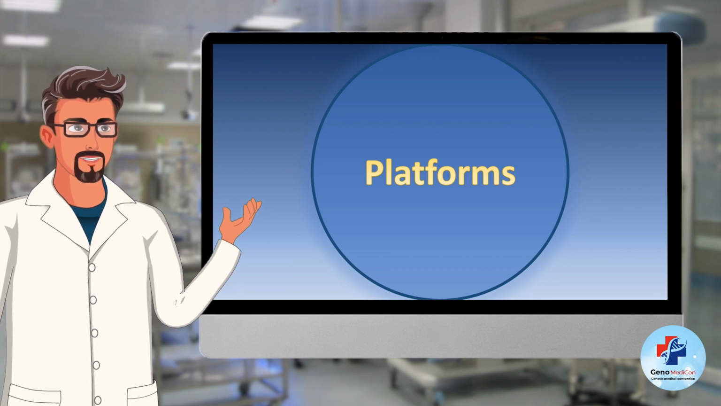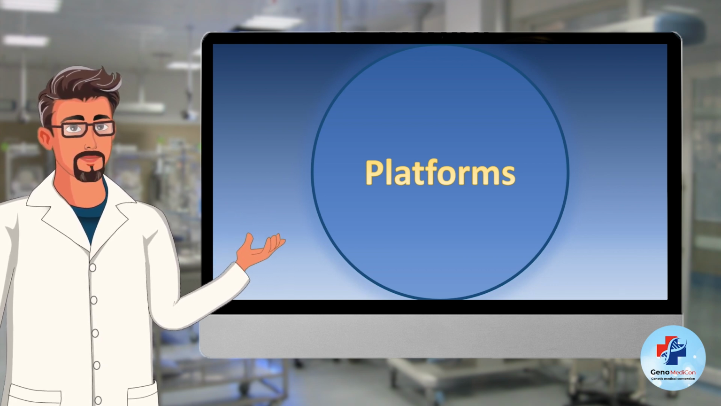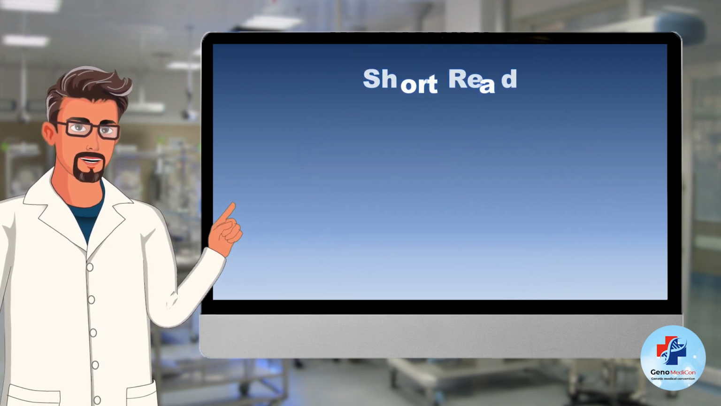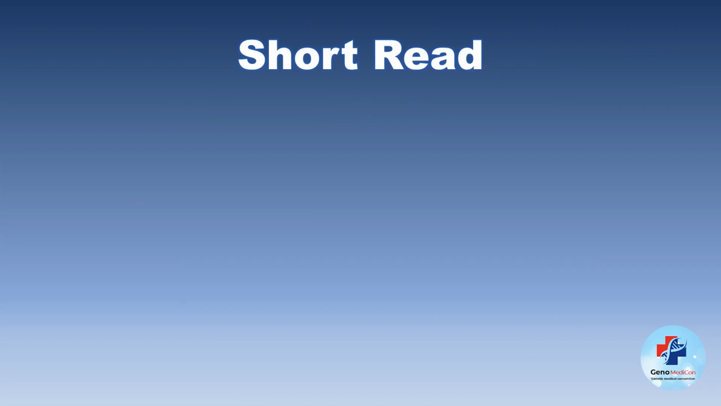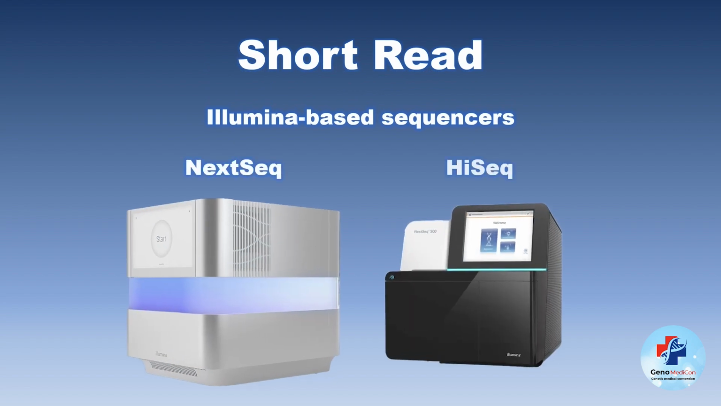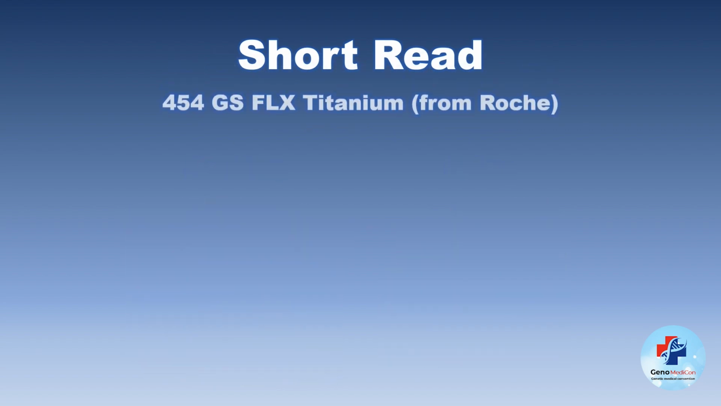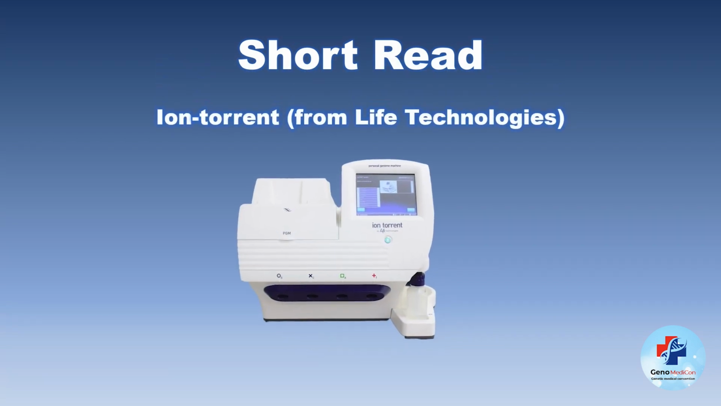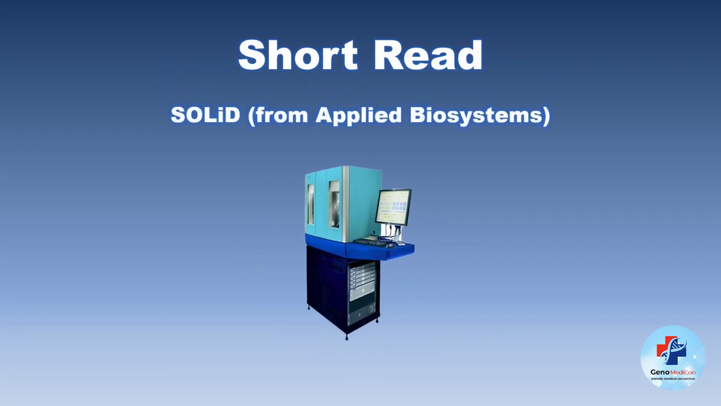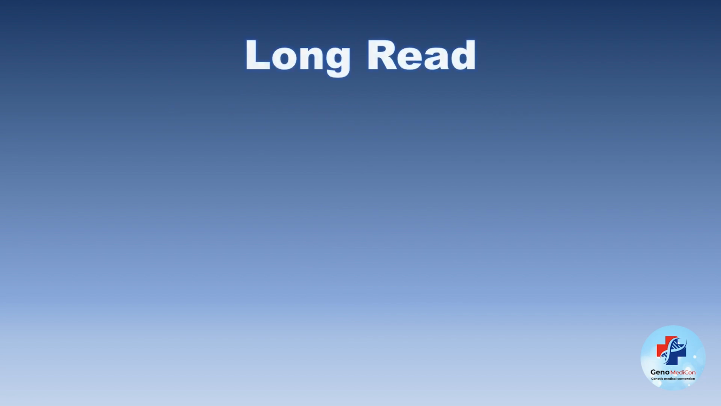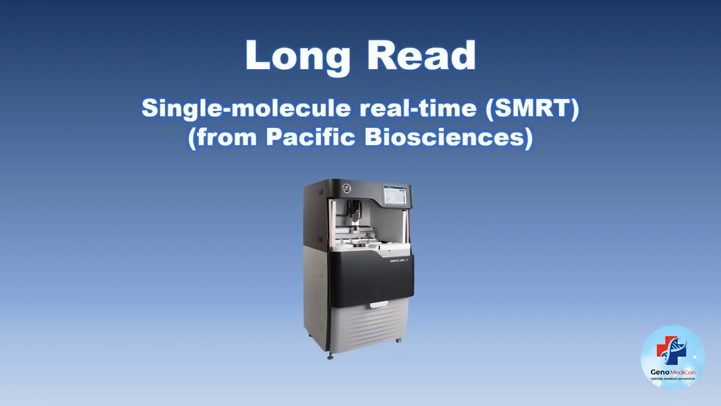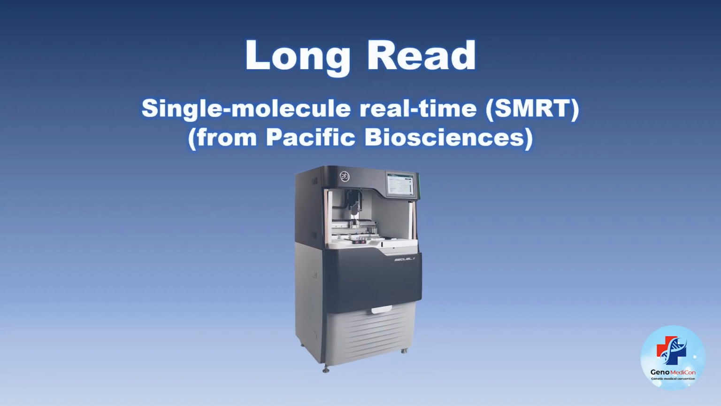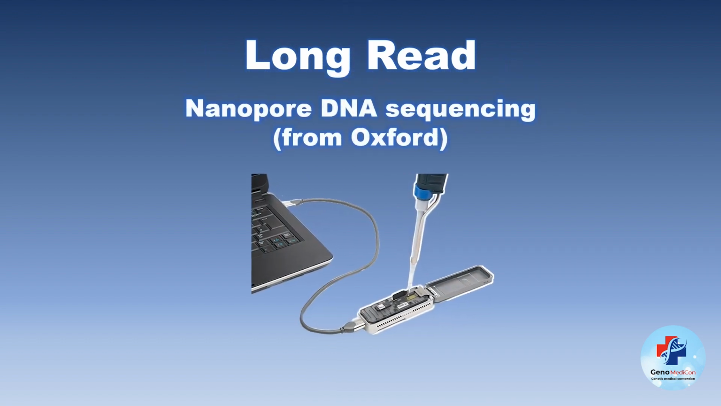However, they all can be put into one of the following 2 categories. Firstly, the short-read sequencing platforms, which include Illumina-based sequencers such as NextSeq and HiSeq sequencers, sequencers from Roche, and the Ion Torrent and SOLiD sequencers. The second category includes the long-read sequencing platforms, for instance, Pacific Biosciences and Nanopore sequencing platforms.